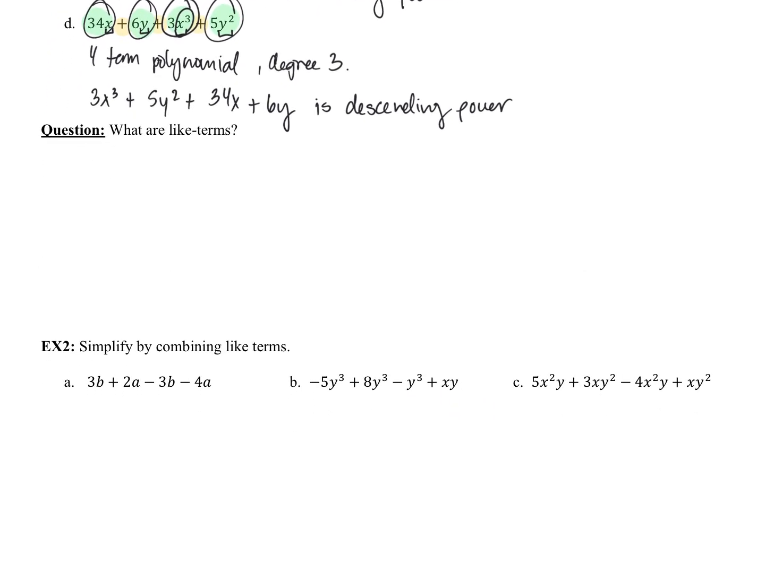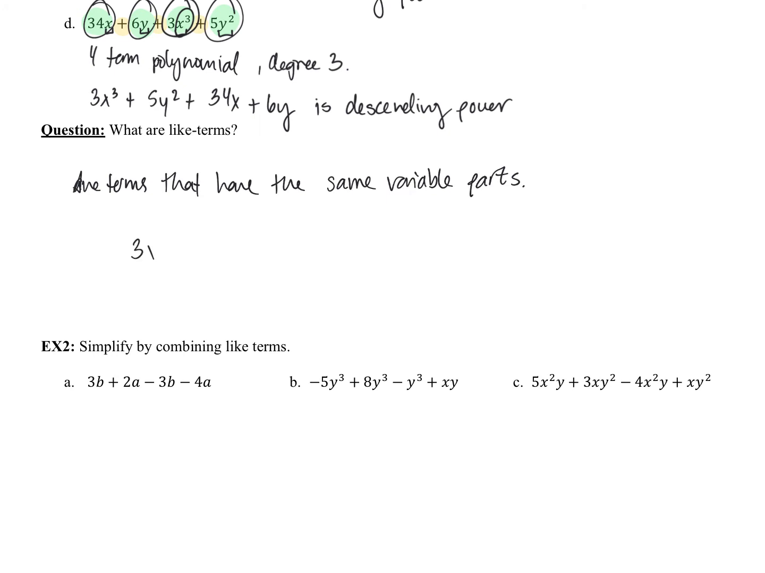Alright, so here's a question. What are like terms? Well, like terms are terms that have the same variable parts. Once again, this is a simplified definition. If you want the straight definition, please make sure to check for that when you are reading this section.